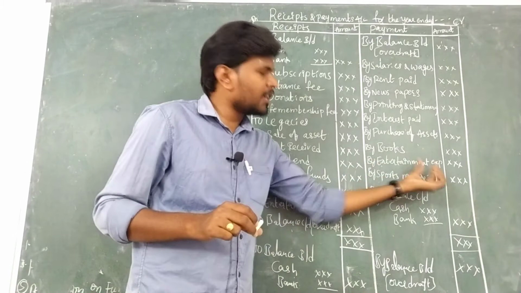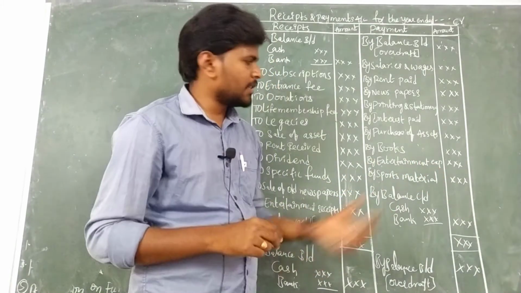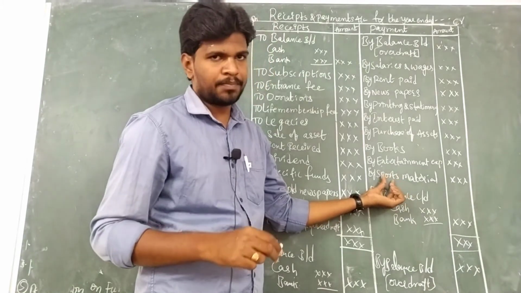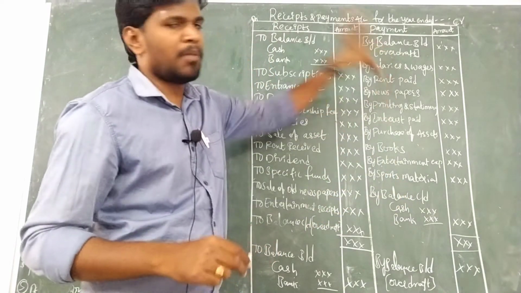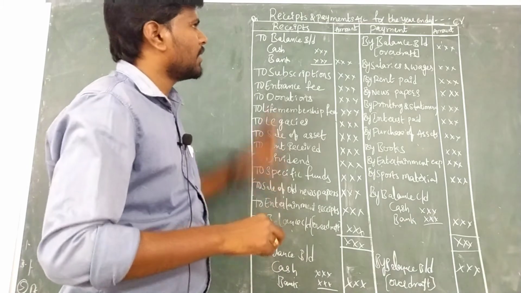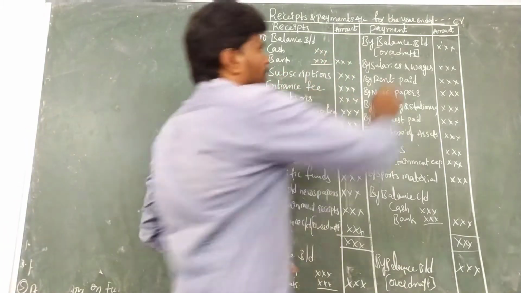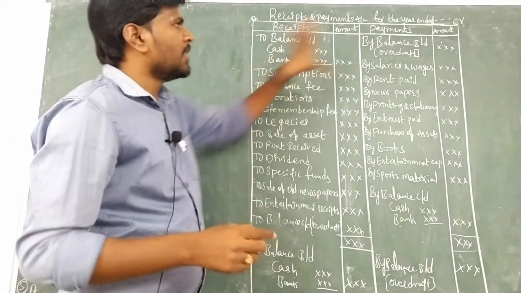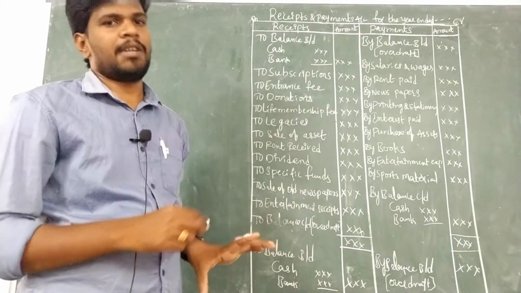If there are any entertainment expenses, they are also recorded. Next, sports material, already explained. These are the payments. Here, receipts are recorded on the debit side and payments are recorded on the credit side.